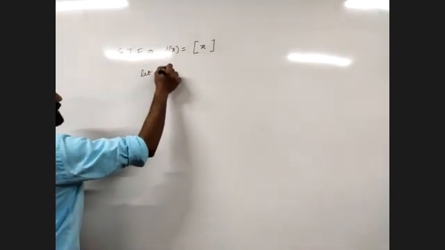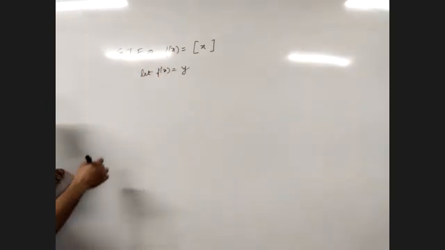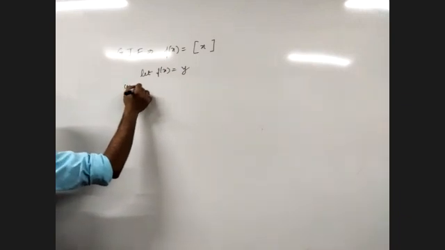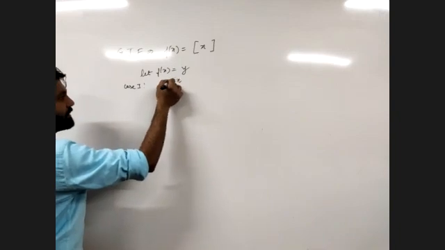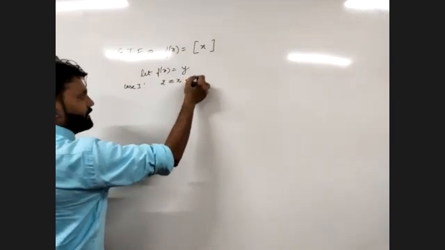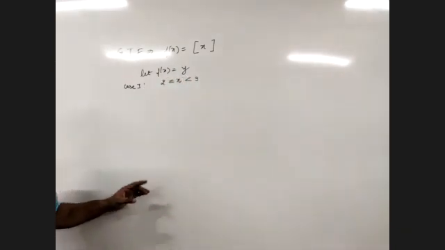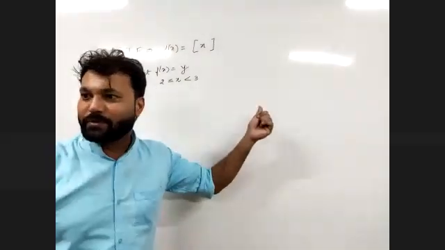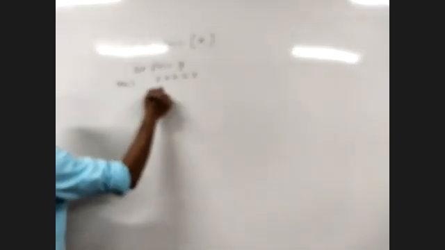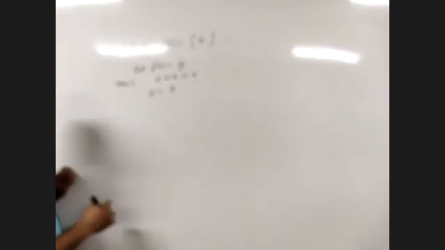Let f(x) = [x]. Now case 1: when x is greater than or equal to 2 but less than 3, any value starting from 2 and just before 3, what will be the value of y? That will be equal to 2.